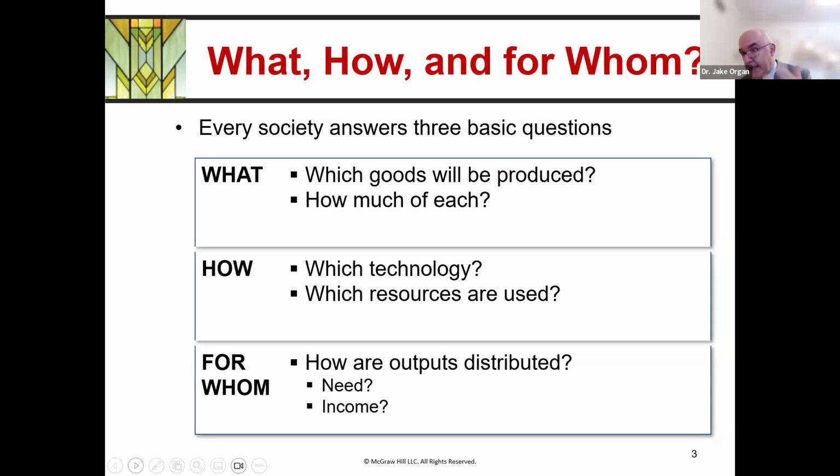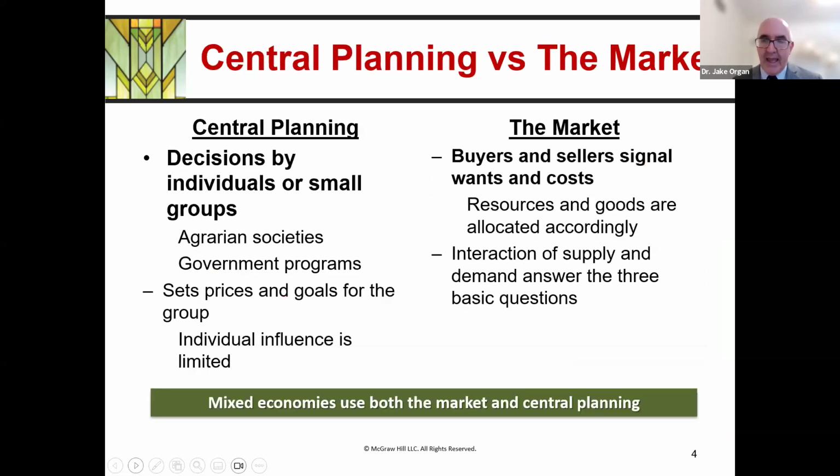Is it based on the need of the person, or is it based on whether they have the ability to pay? You may see where this is going. And if you think about it, most societies work this out through some interaction between these forces: some sort of government central planning or the market, or a mixture of the two.